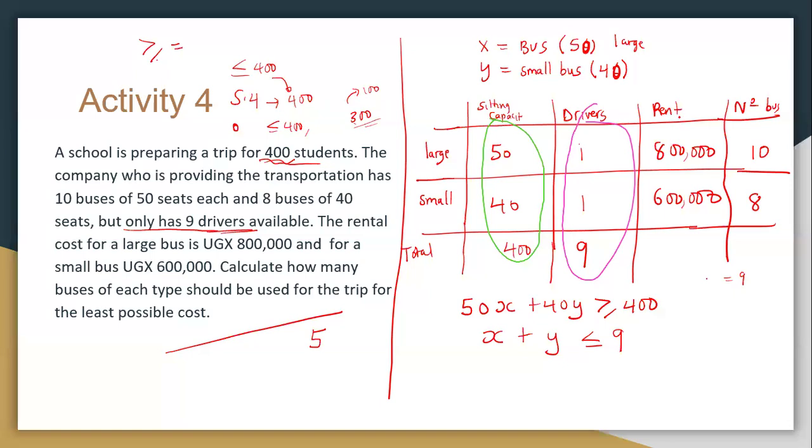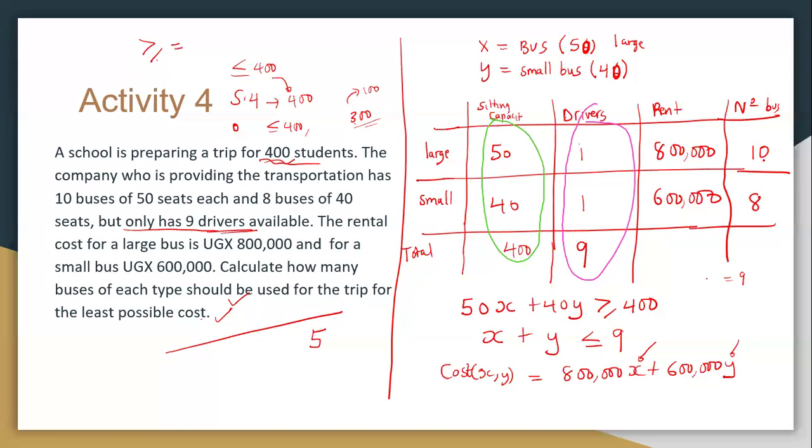Then the next one: how much will I spend? That one is the cost. I want to know how much the rent costs. So I will say the cost of x and y is going to be 800,000x plus 600,000y. Another thing you need to know, dear members, is that the objective function will always depend on the cost. But you can have more than one objective function. In this question, how many buses of each type should be used for the trip so that you use the least cost? Here x and y are the number of trips, so when you take 2 trips and 3 trips, you know how much money you're going to spend.